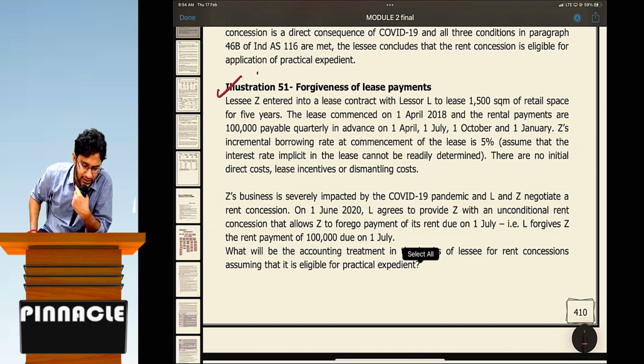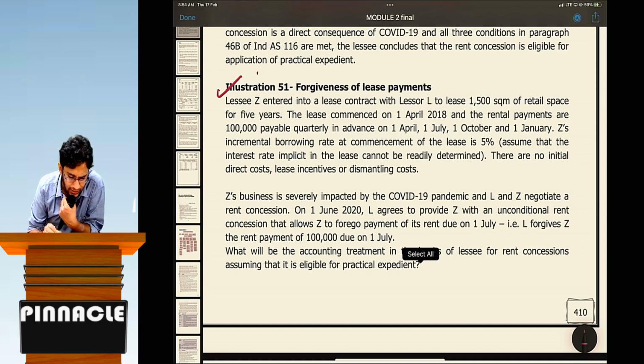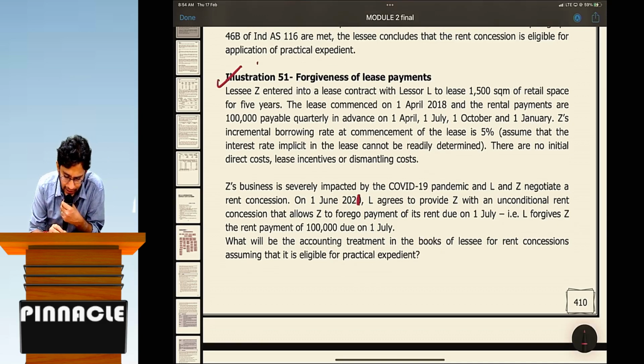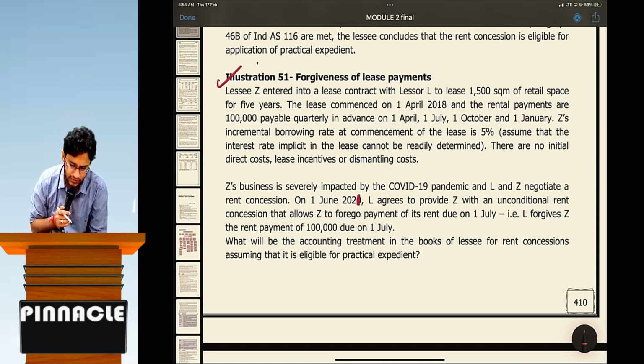Fine. Z's business is severely impacted by the COVID-19 pandemic and L and Z negotiate a rent concession. Now on 1st June 2021, L agrees to provide Z with an unconditional rent concession that allows Z to forgo payment of its rent due on 1st July. That means Z need not pay that quarter's rent of 1 lakh rupees at all. It is not a deferral recovered in future. He straight away need not pay 1 lakh. Forgo, sir, straight forgo. Forgo means full waiver without recovery.